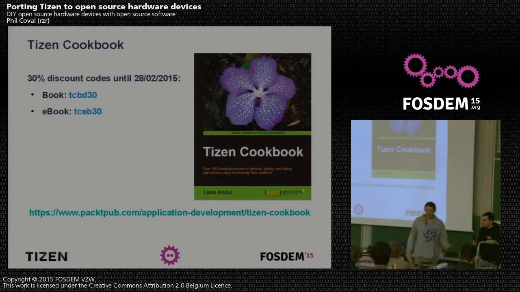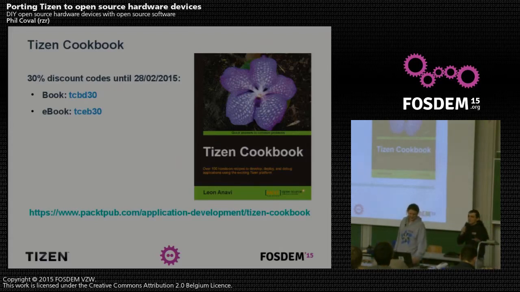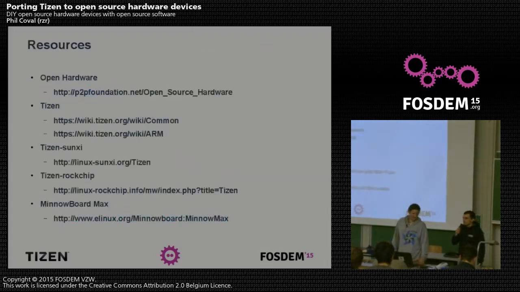This book was written by Leon, and I reviewed it. He has a whole chapter about building Tizen on, it was 820, yeah, or 810 and 820. So there is a discount code if you want it. The main focus of the book is on application development on Tizen, primarily HTML5 apps. The last chapter contains information about porting Tizen to different hardware. And we shared some resources for you if you want an entry point for getting the stuff done.